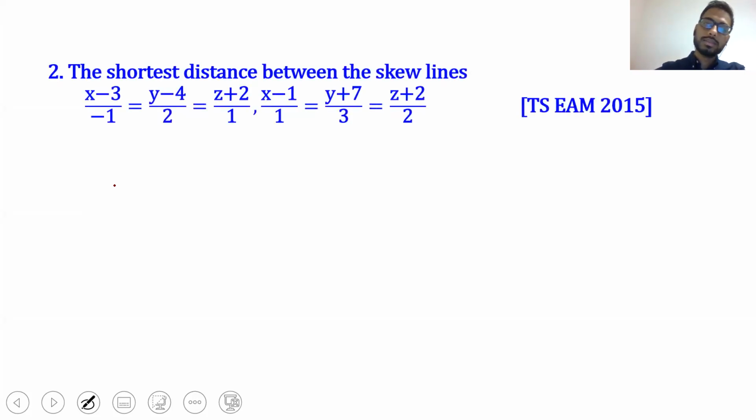The shortest distance between the skew lines is equal to what? So what is the shortest distance between any two lines? The shortest distance is going to be the perpendicular distance between those two lines. But what are skew lines? Skew lines are those lines which do not intersect and are also not parallel. They might lie in different planes and they are not going to intersect, because if two lines are intersecting, the shortest distance is always going to be equal to 0.